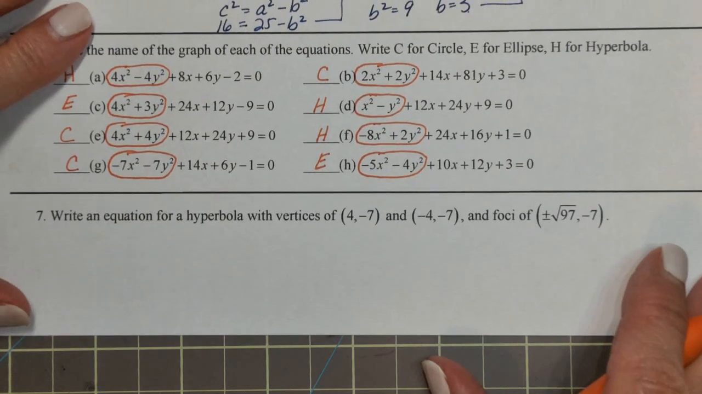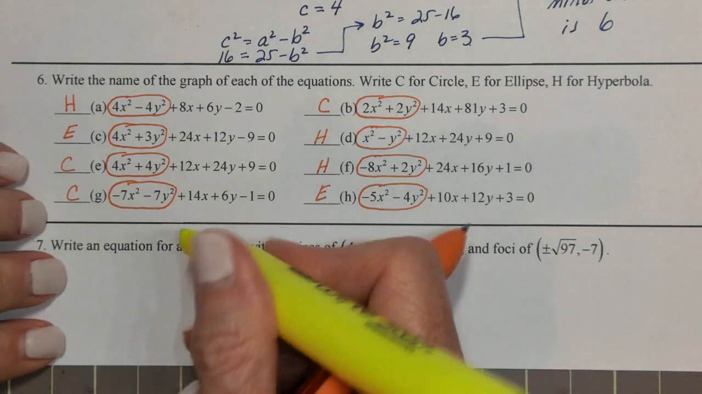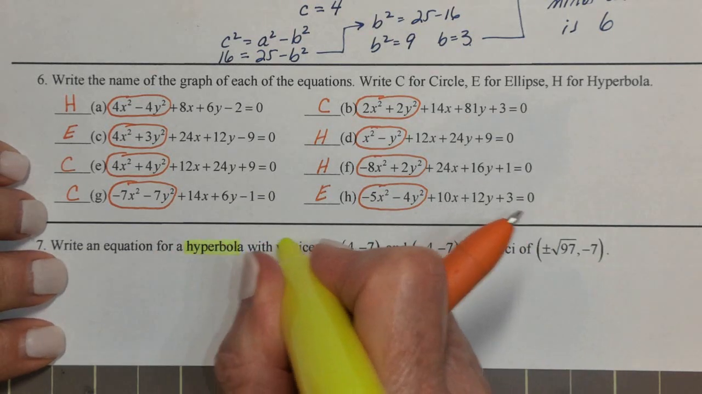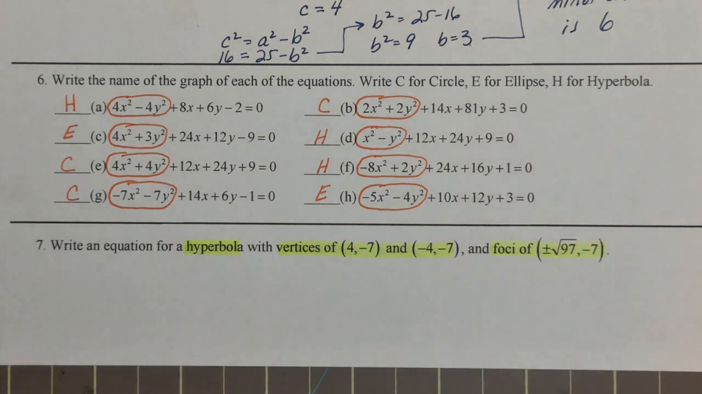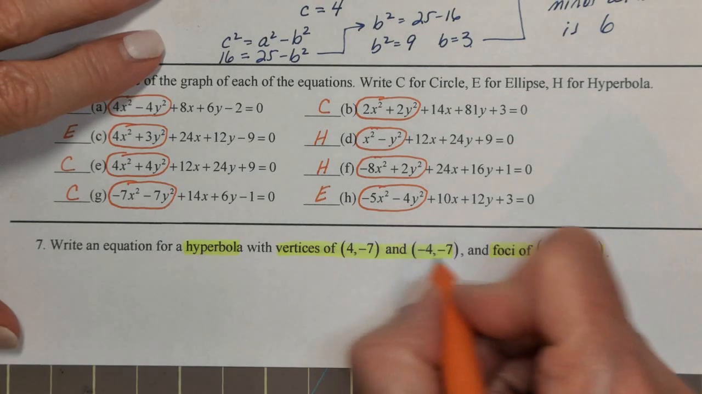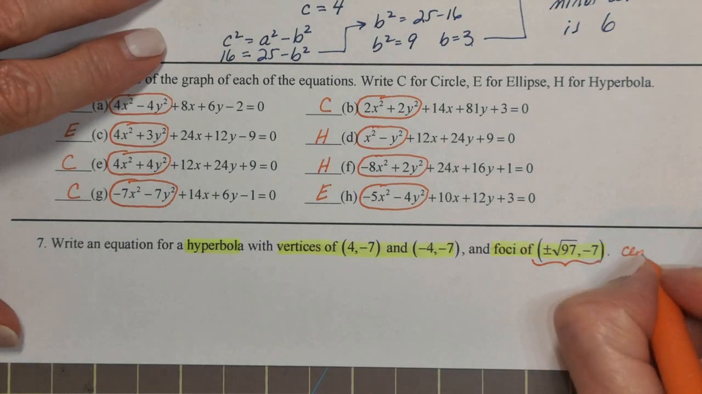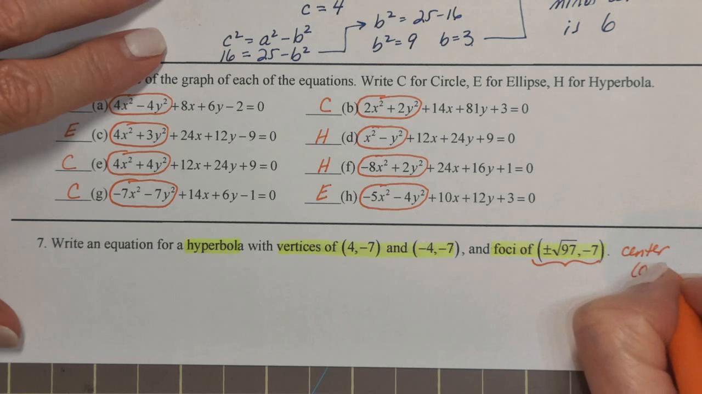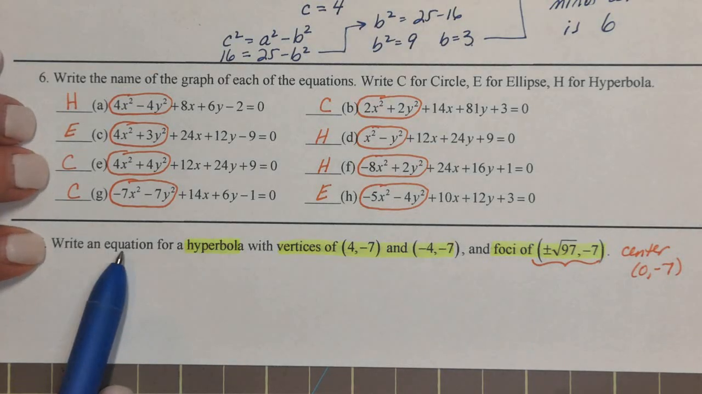Okay, one more little one here. Write an equation for a hyperbola. And I give you the vertices, and I give you the foci. Okay, where is the center? Where's the center here? This one is going to easily give me the center. These would too. It's pretty easy to get the center here, I think. The center is 0, -7, right? Okay, so from that I can write the first part of the equation.